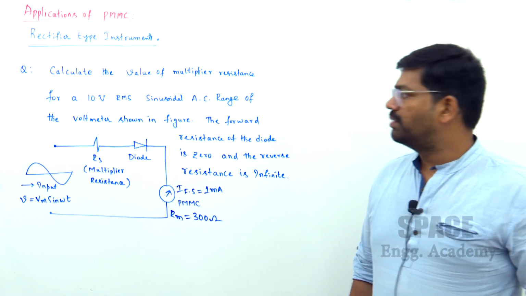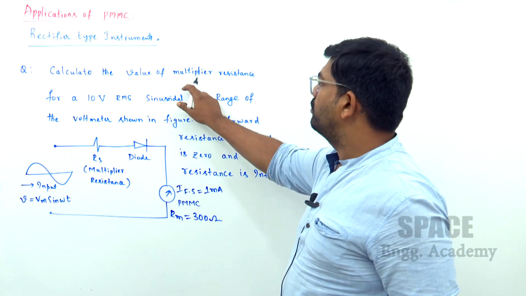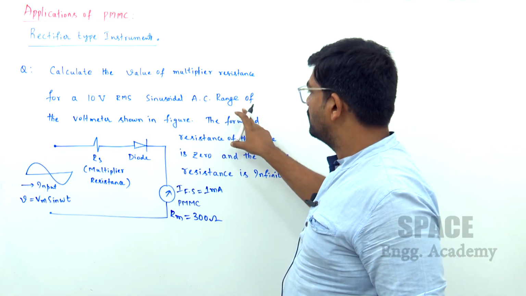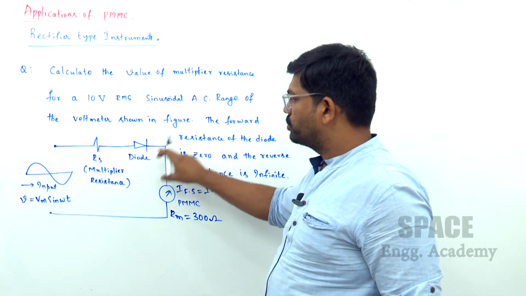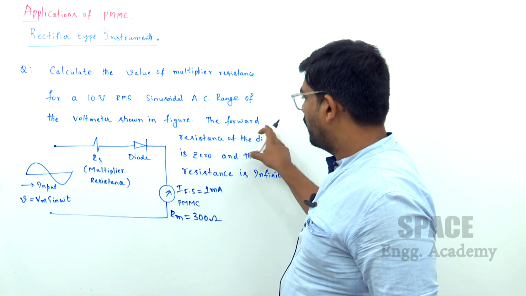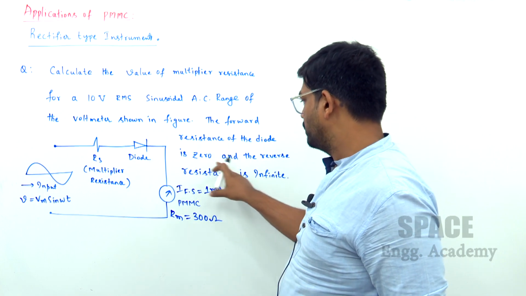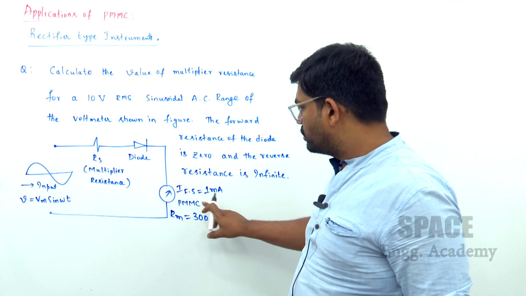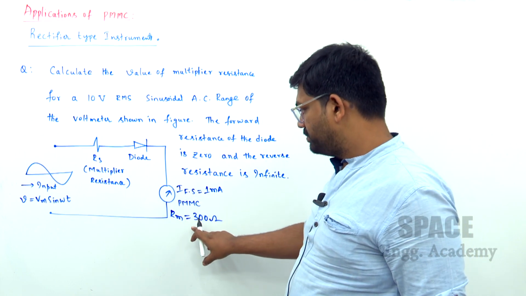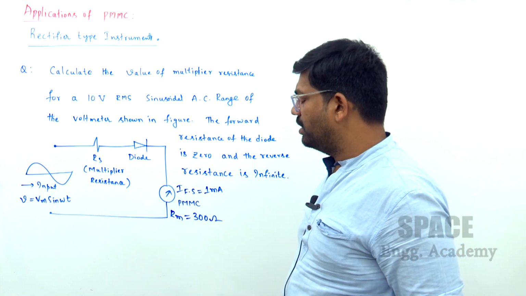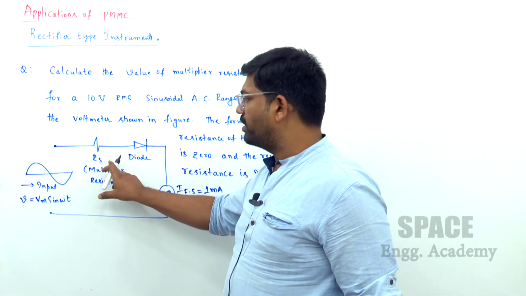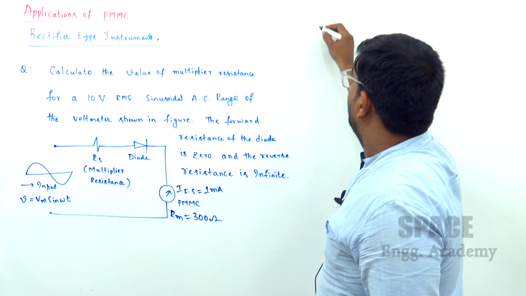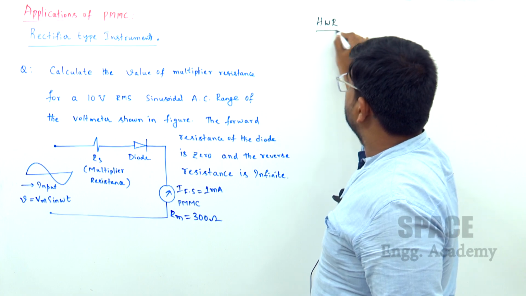Here we will see one example. Calculate the value of multiplier resistance for a 10 volts RMS sinusoidal AC range of the voltmeter shown in figure. The forward resistance of the diode is 0 and the reverse resistance is infinite. And if you look at the circuit also, full scale deflection and the meter resistance is indicated, and here intention is to find the value of multiplier resistance. When you look at the circuit, it is half wave rectifier type instrument.